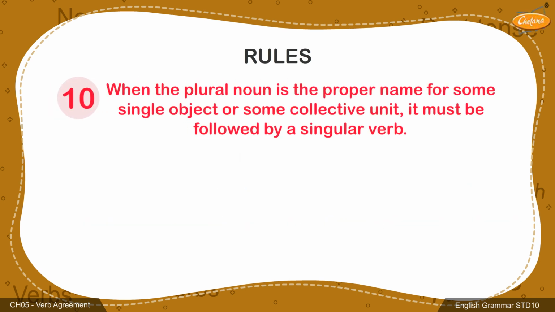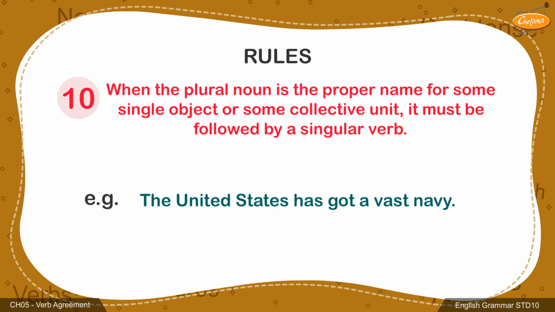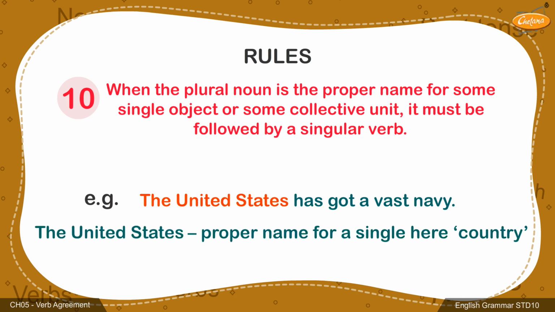We now move on to the second last rule. When the plural noun is the proper name denoting a single object or a collective unit, such a subject must be followed by a singular verb. The United States has got a vast navy. Here, the United States is a proper name since it's the name of a country and it also denotes a collective unit of states in the USA itself.